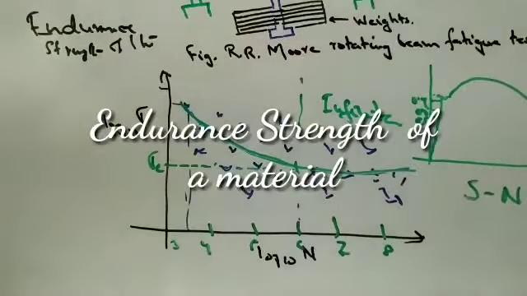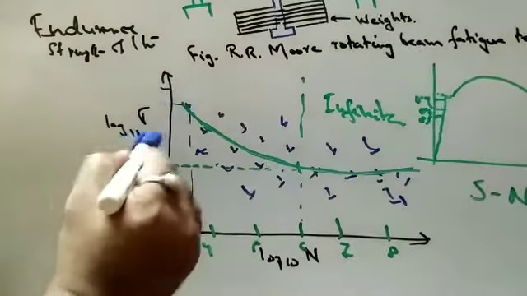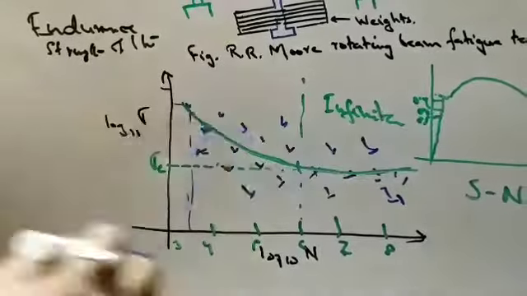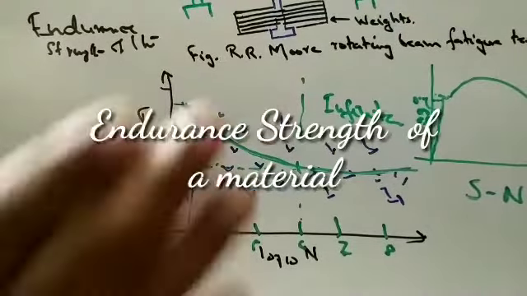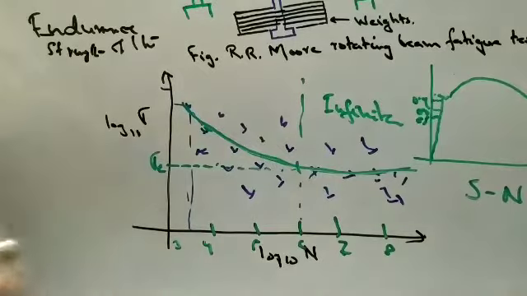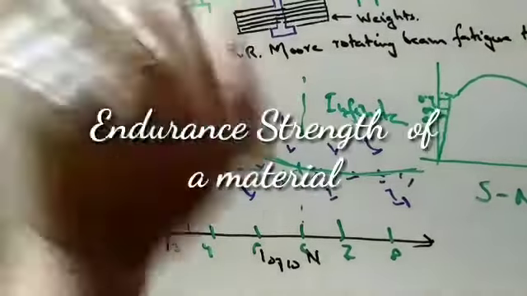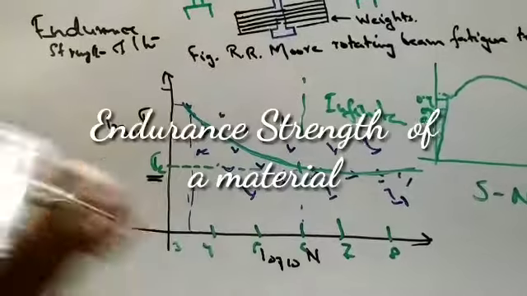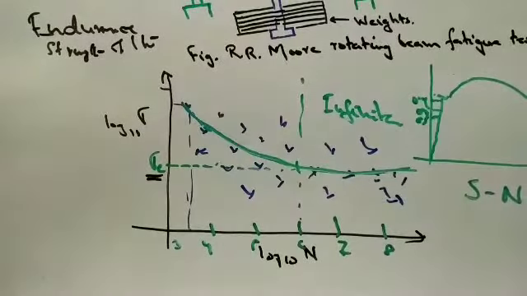fatigue loading. So then yield stress will not be the design criteria, because yield stress is quite high. If you design on the basis of yield stress, which is applicable for monotonic load, what happens? The material will fail. But here, if you have to design the material and take a factor of safety, you have to take a factor of safety based on the endurance strength of the material.